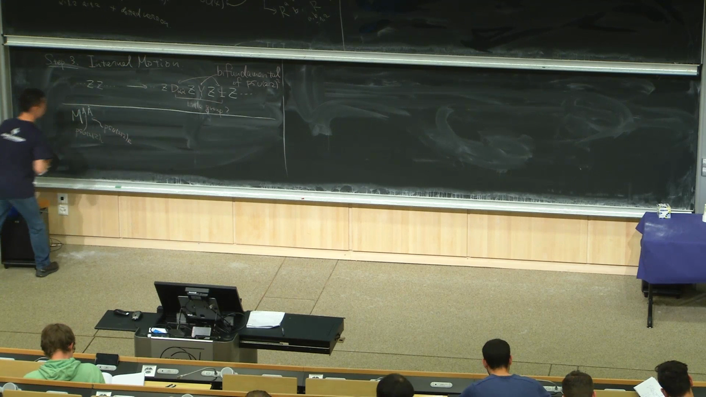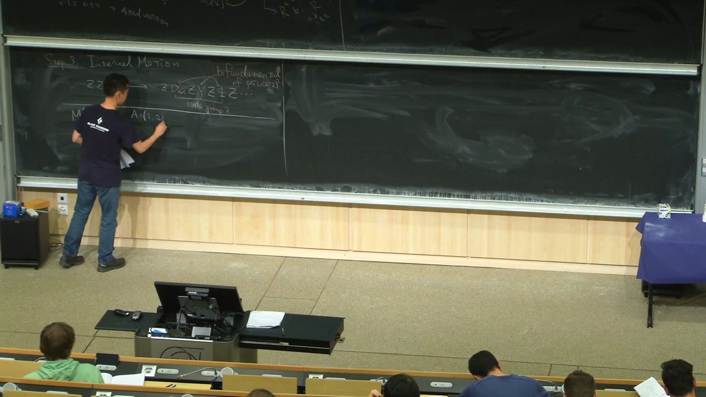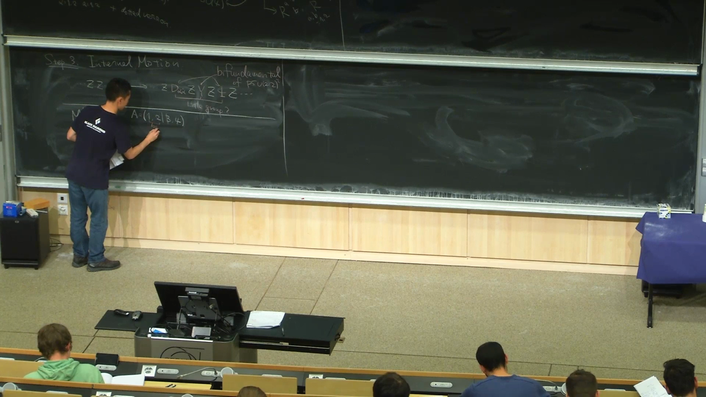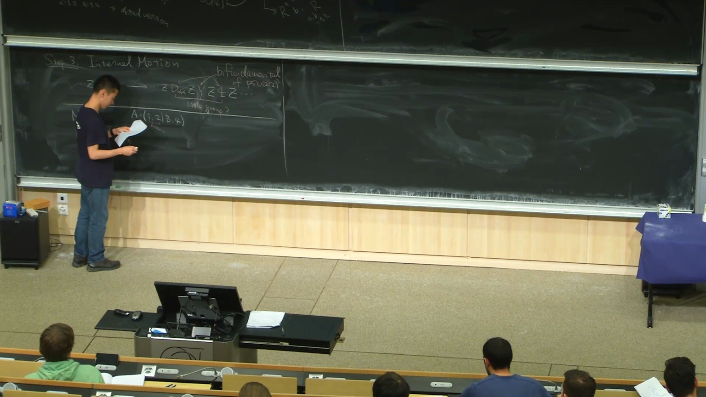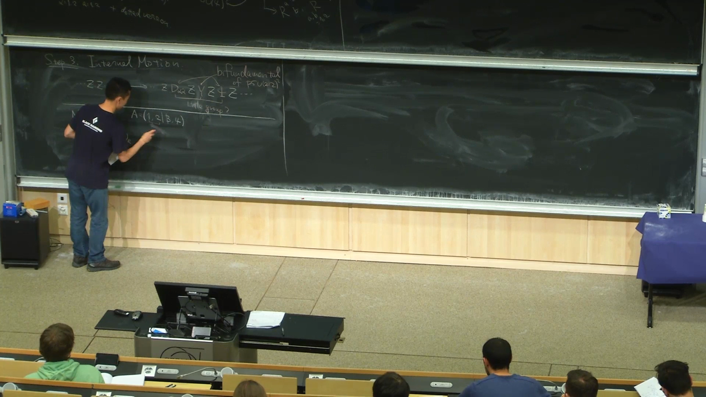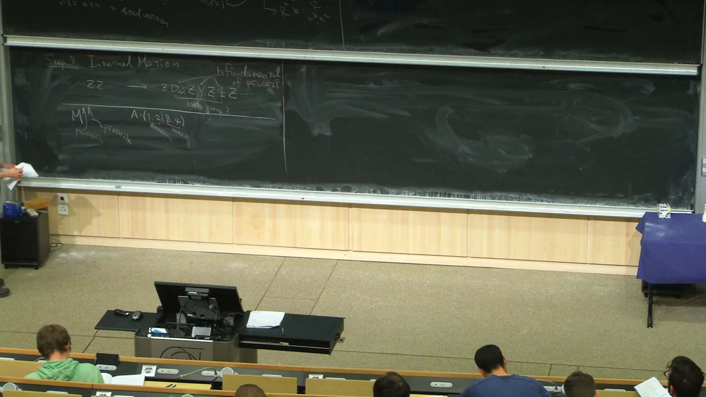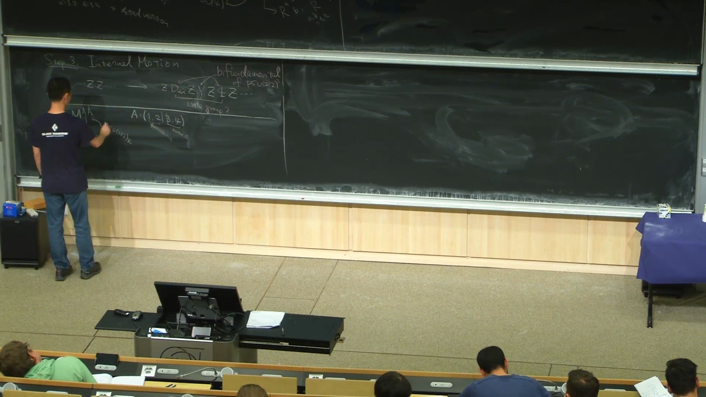Each index A takes four values, so let's write it in this way. The first two is bosonic index. Let's see what is good. Okay, let's choose a different convention. The first two is fermionic index, and the last two is bosonic index. Let me explain what the precise map is between this expression and that expression. The relation is as follows.